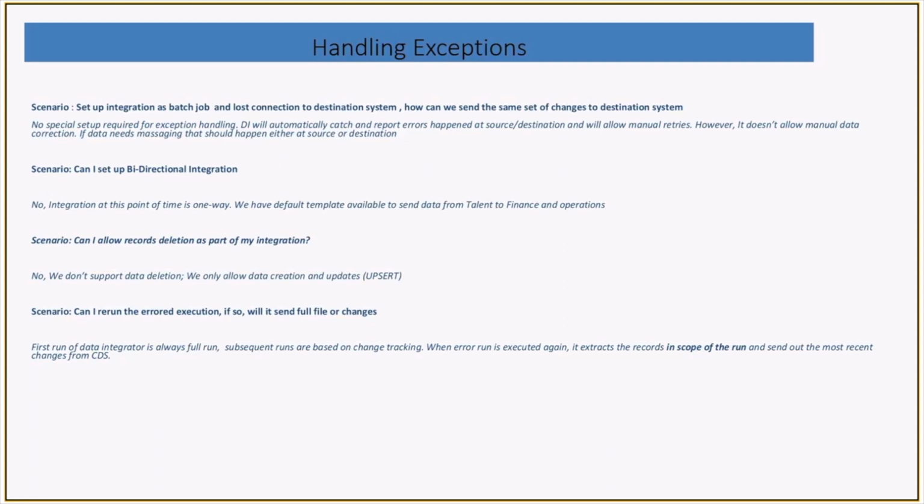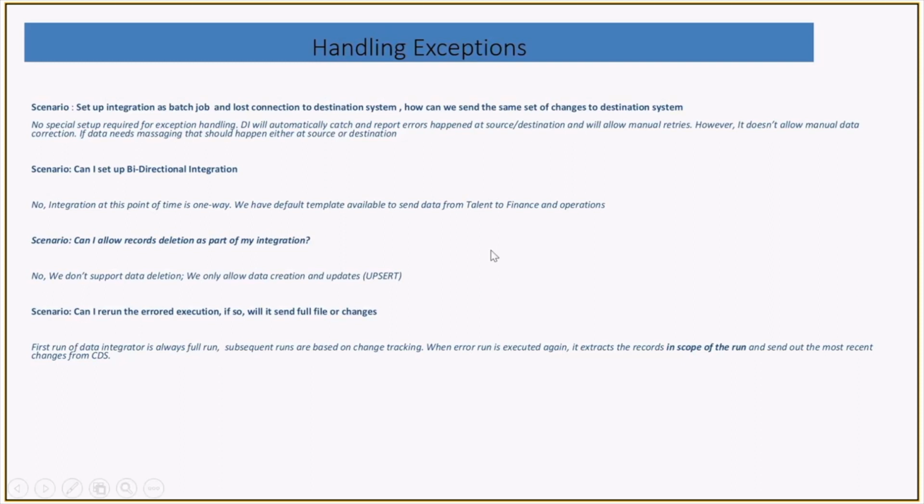Another scenario is, is this integration one way or can we set it up as bidirectional? At this point in time, Data Integrator is one way only, so this is not bidirectional. You can use the default template to send data from talent to finance and operation as we showed you. You can customize that, but you cannot use that template to flip the direction and move from finance operations back to talent.